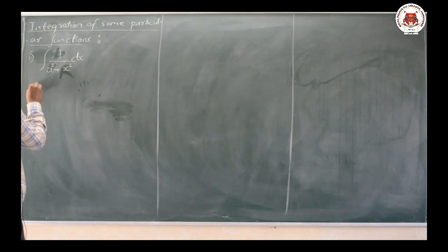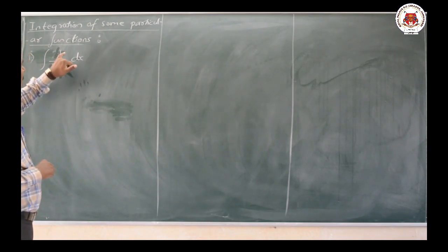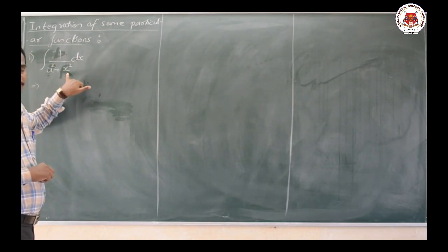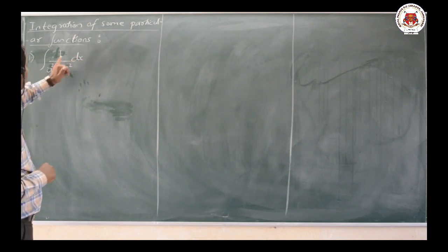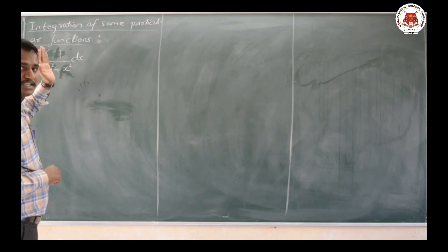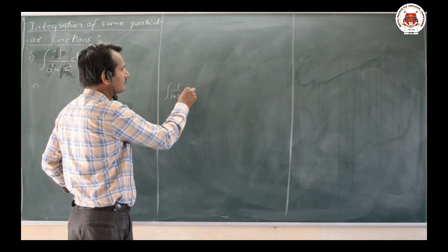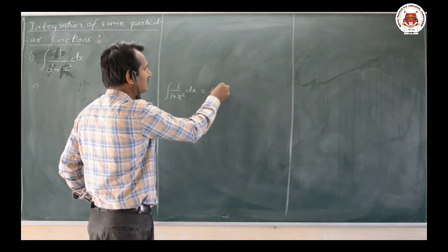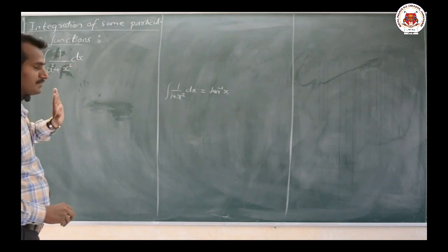Now here how we have to solve it. So here the first formula we can observe is 1 divided by a square plus x square. We know that the differentiation of tan inverse of x is 1 divided by 1 plus x square, or the integration of 1 divided by 1 plus x square is tan inverse of x. That is, integration of 1 divided by 1 plus x square dx equals tan inverse of x. In the same manner, we shall observe that particular thing here.